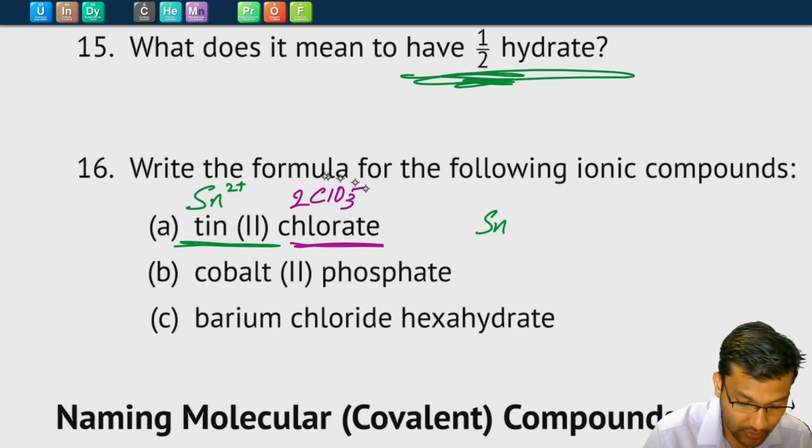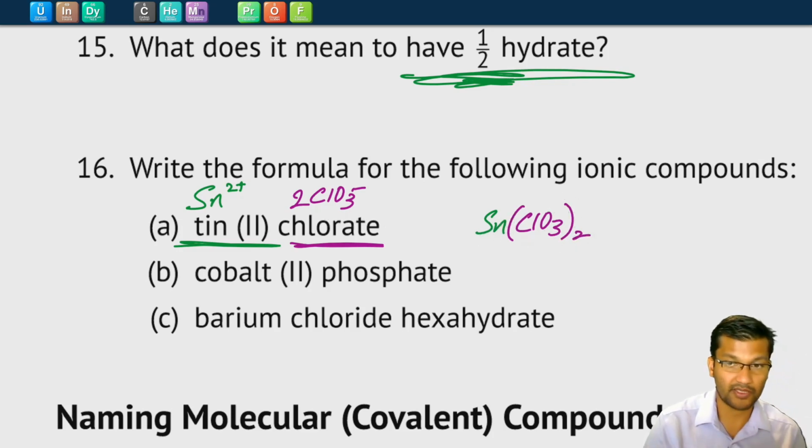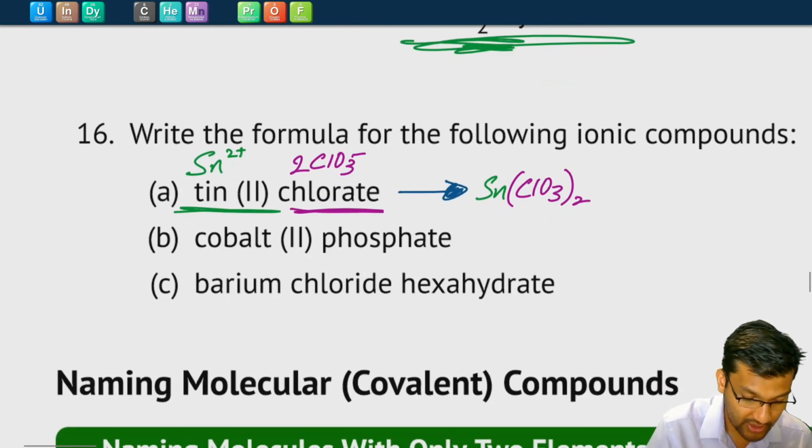So we'll need 2 chlorate. So the way we do that is we put the chlorate, ClO3, and we put a little 2 outside the parentheses to show that everything inside of the parentheses is multiplied by 2. So this is tin chlorate right here, right? Tin 2 chlorate, and all the charges nicely balanced. Let's try this again.